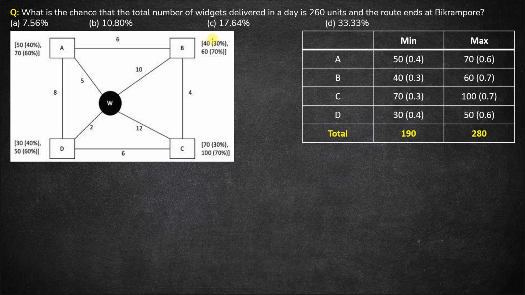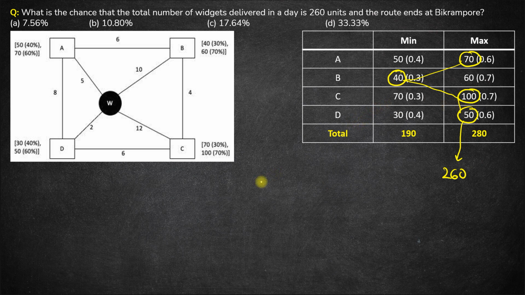Okay. Now if demand at B is definitely 40 units and we want the total demand to be 260 units, how is it possible? Let's consider the maximum case for the other locations. So if we consider the maximum demand at the other locations, total demand becomes 70 plus 40, 110, plus 100 is 210, plus 50 is 260. So this total demand comes out to be 260, and this is what we wanted. So this is the only case where we can have total demand 260 and B can be the last location.